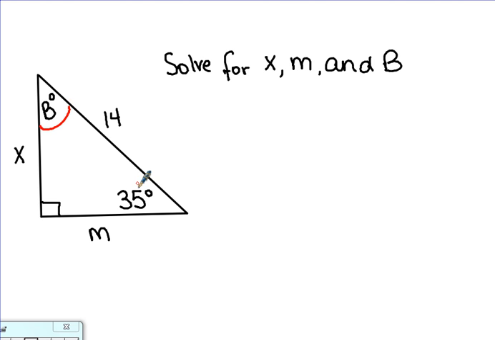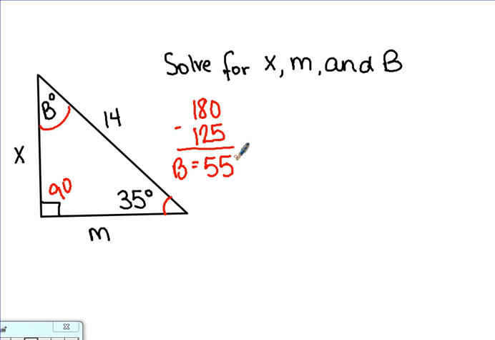We know that this angle here is 35, this one is 90, and all three have to add to equal 180. Well, 90 and 35 together is 125. So we do 180 minus 125, and B is going to be equal to 55 degrees. Okay.